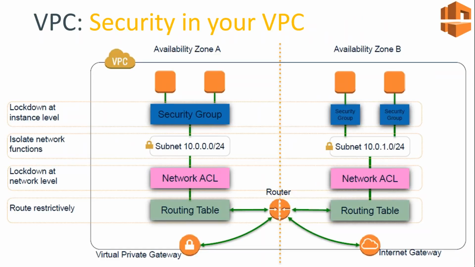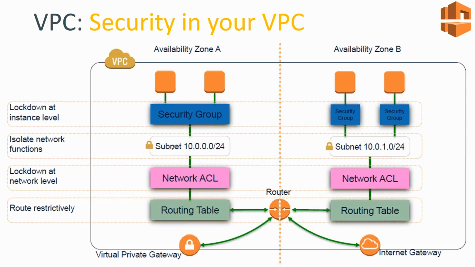So this is a broad overview, a summary of all the security features offered by your VPC in your AWS cloud. So if you want to lock down your instances, then you go ahead and configure your security groups because it applies at instance level. Then you can have multiple security groups also, not just one. You can associate one instance with multiple security groups.